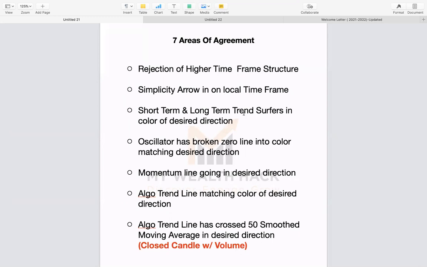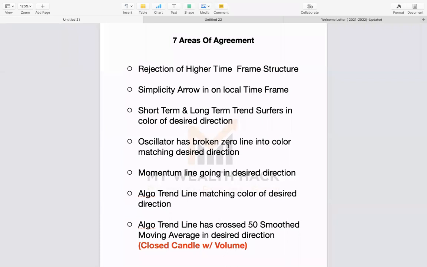Now the oscillator, which was an additional indicator that I gave everyone, it should break the zero line. There's a line that goes in between it. It should break the zero line into the color matching the desired direction. So in this scenario, if it was bullish, it should break the zero line and you should start seeing red, or whatever color you have representative of red or bearish. So it should break the zero line, meaning the breaking of structure, and it should start going down.